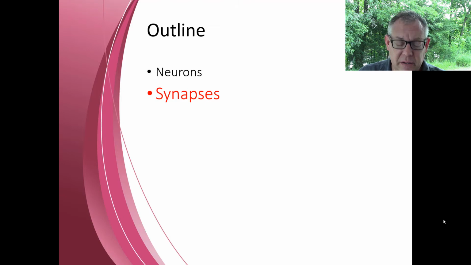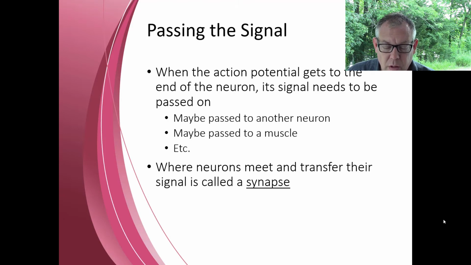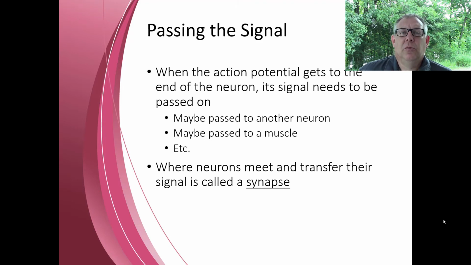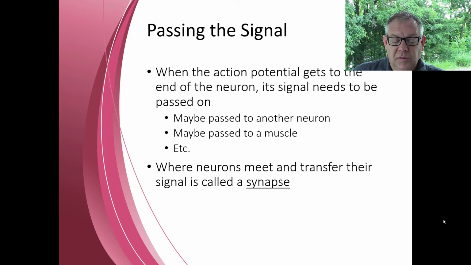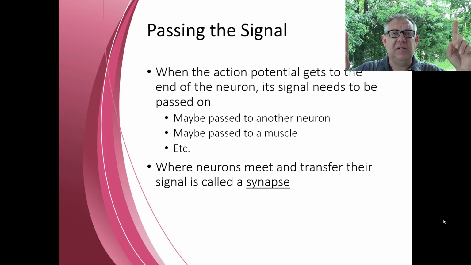Well, the next topic we need to tackle now are synapses. You remember we said that nerves can pass a signal to another nerve. So when that signal gets to the end of the nerve, it needs to pass that signal on. There's no point in carrying a signal from one end of a nerve to another if it doesn't do something. Remember, that's the whole point, is signaling and carrying information around the body.